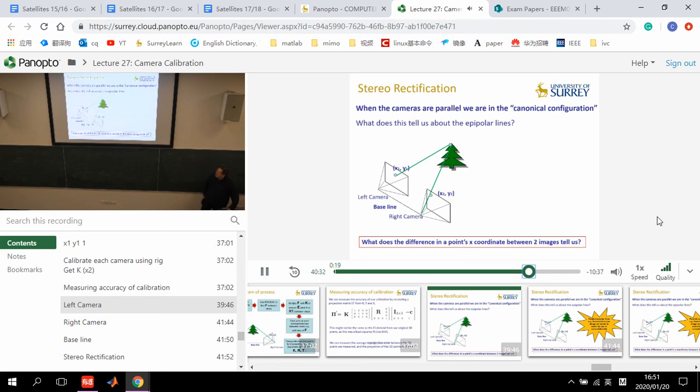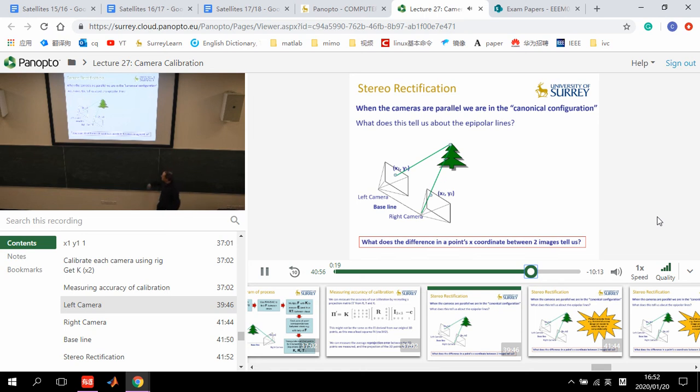This is the way that 3D movies are shot. When you see people shooting with these 3D movie cameras, there are two cameras on a rig basically pointing forwards. So in this setup, can you tell me what you think this tells us about where the epipolar lines fall?